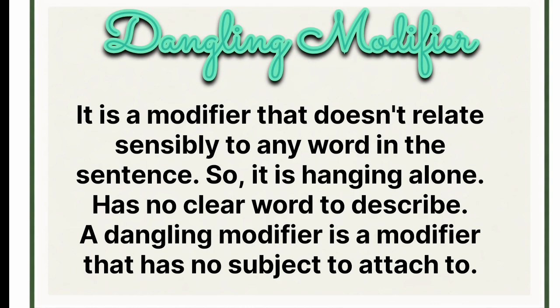Now, let's move to dangling modifier. What is a dangling modifier? A dangling modifier is a modifier that doesn't relate sensibly to any word in the sentence, so it's hanging alone and has no clear word to describe. A dangling modifier is a modifier that has no subject to attach to. So let's take the first example.